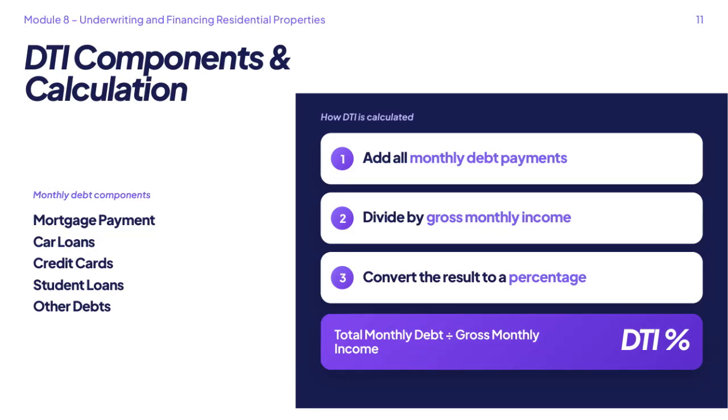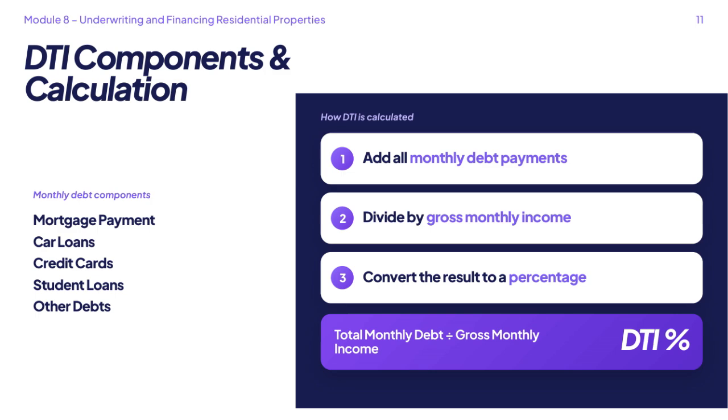Let's take a closer look at debt-to-income ratio, or DTI, which is a key factor in determining financial health when applying for a mortgage. First, consider all the monthly debt payments you have. This includes mortgage payments, car loans, credit card balances, student loans, and any other debts.